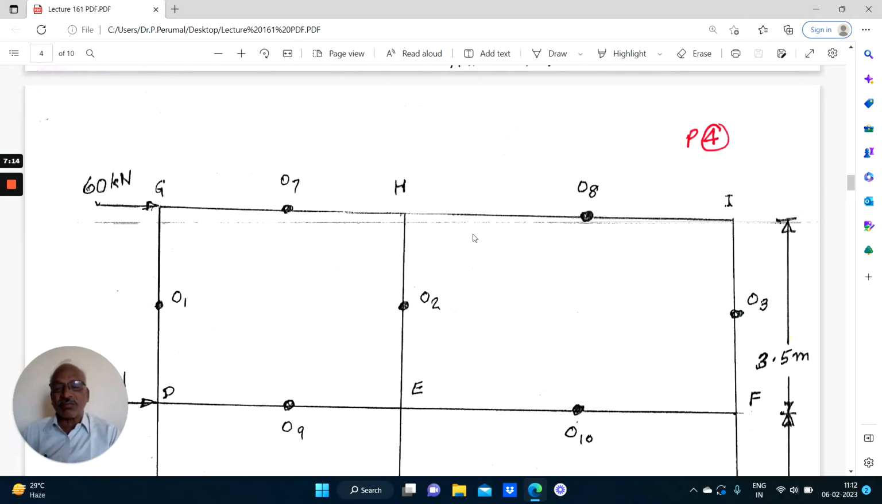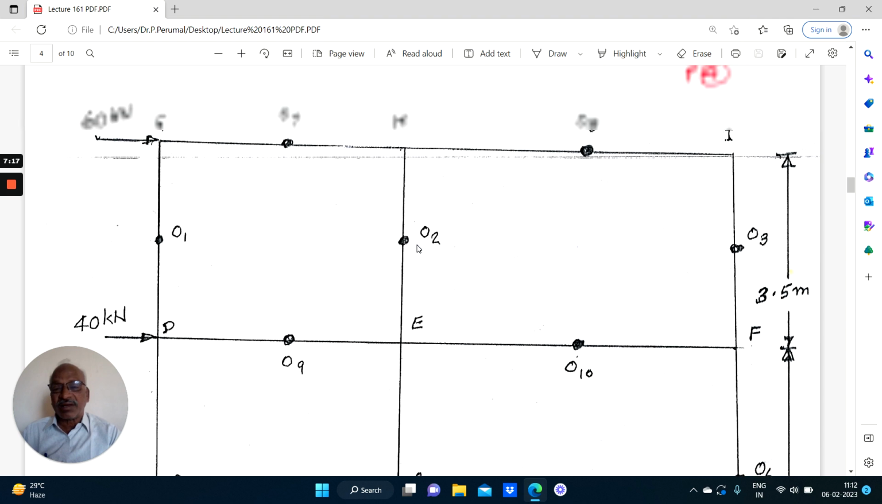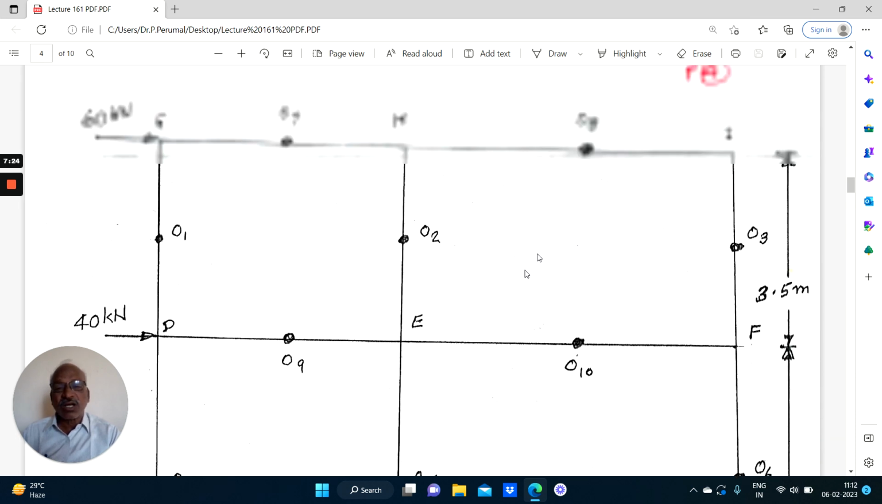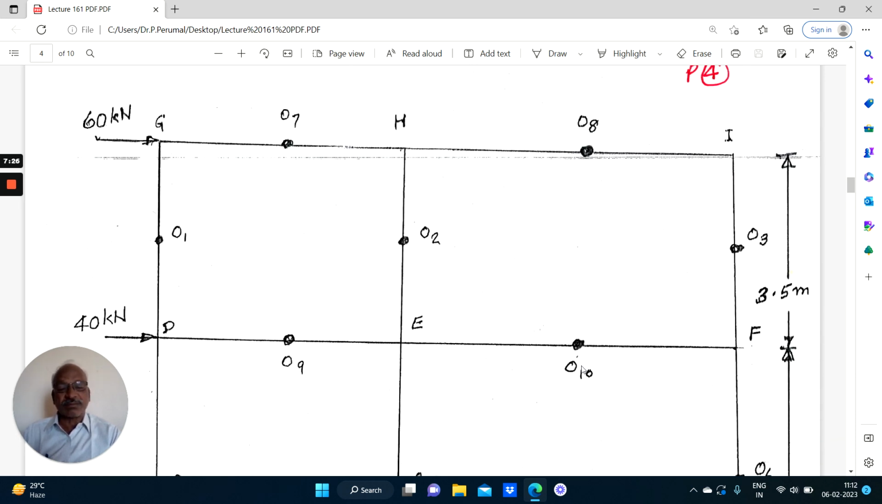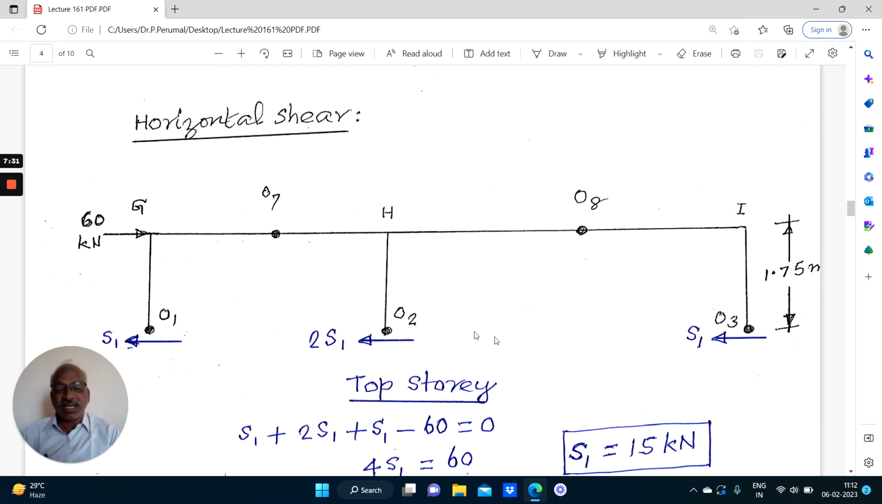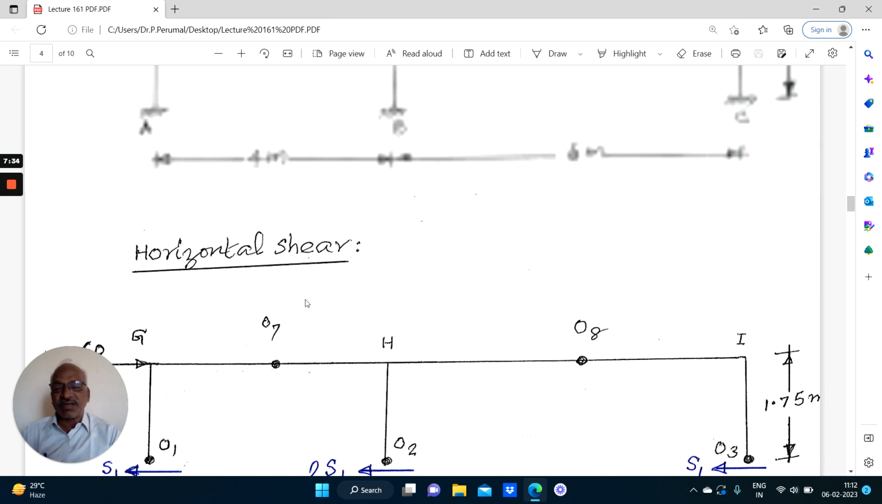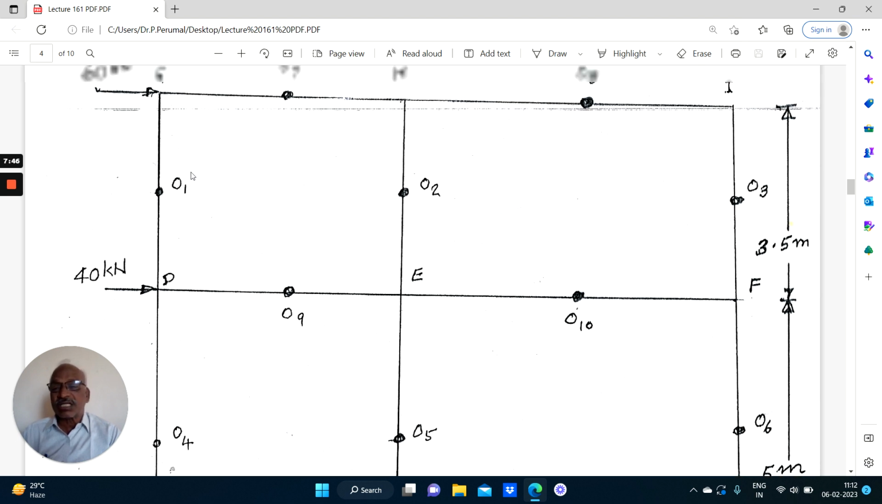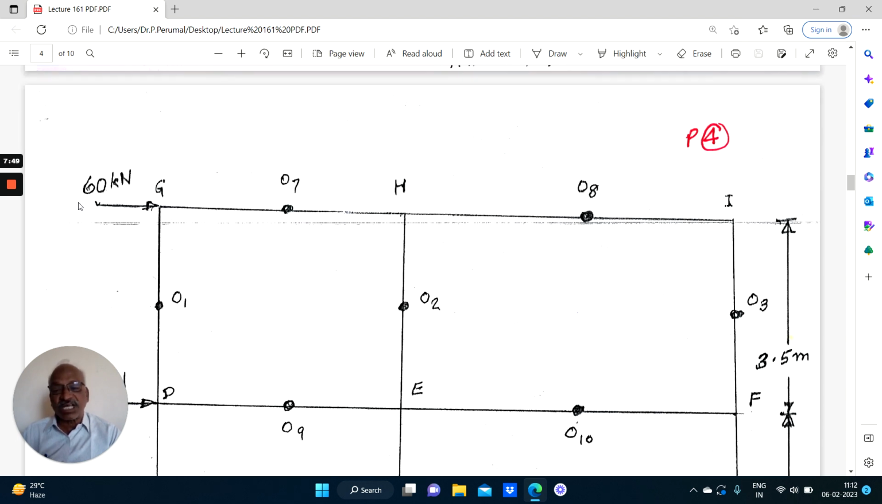Right. Now, this is about the assumed hinges O1, O2, O3 and so on. As I told, there are 10 hinges, up to O9, O10. This is an assumption. Now the shears: we are calculating the shear at the levels O1, O2, O3 and O4, O5, O6. So at the middle of the top story, namely at O1, O2, O3, above this, you have only one horizontal force, 60 kilonewton.